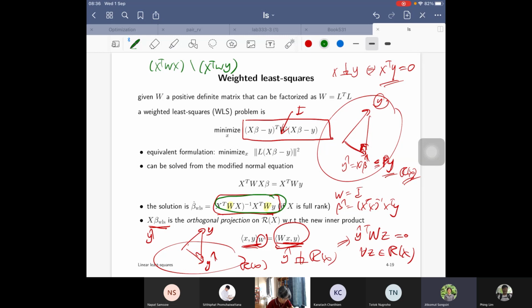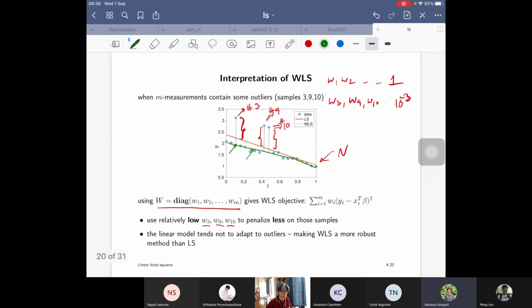All right, that would be the weighted least squares. I would like to break this short video here so that we can move on to another one.